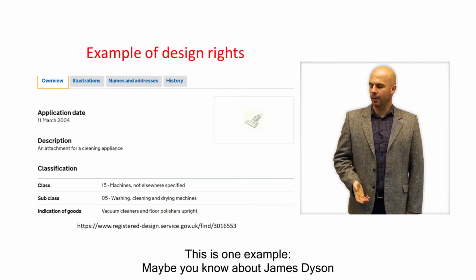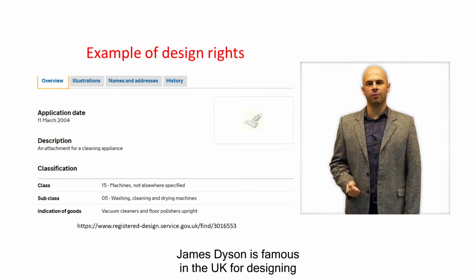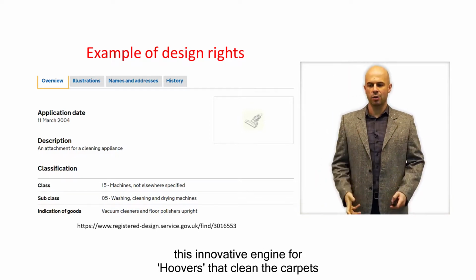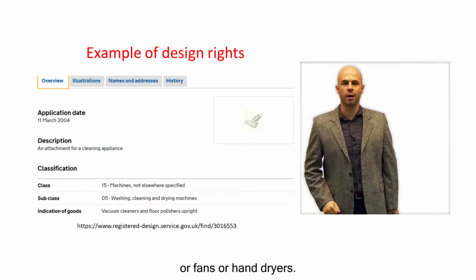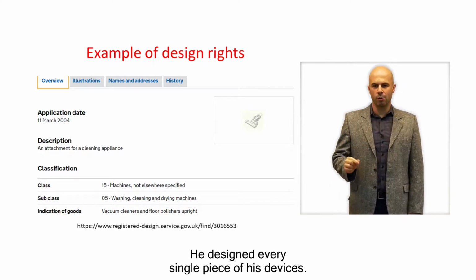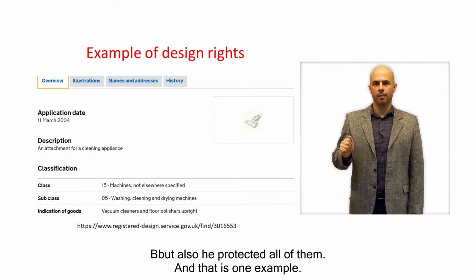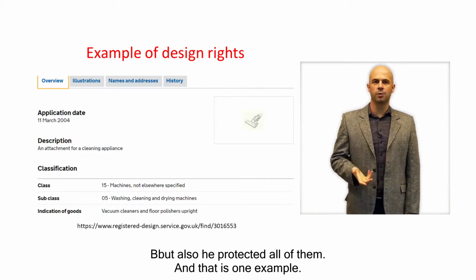This is one example. Maybe you know about James Dyson. James Dyson's famous in the UK for designing this innovative engine for hoovers that clean the carpets or fans or hand dryers. He designed every single piece of his devices, but also he protected all of them. And that is one example.